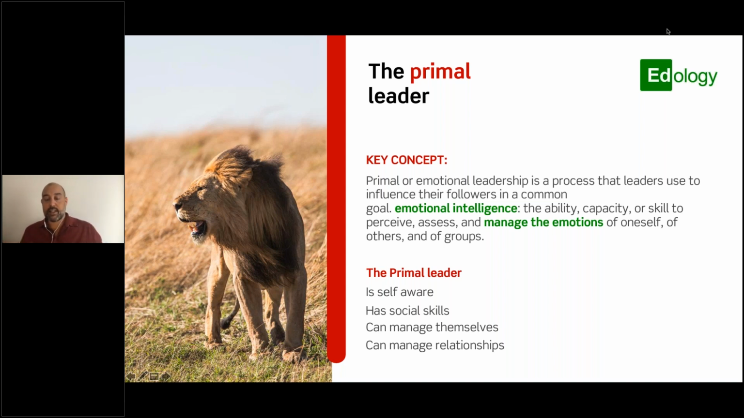Now, emotional intelligence, as we said, is the ability to perceive, to assess and manage those emotions. You have to be critically reflexive, and that's the ability to look down at yourself while you're behaving and change your behavior on the fly. It's self-awareness, but it's also self-management. You have to have social skills. You can manage yourself, but you can also manage relationships. And those are the 4 pillars of emotional intelligence.